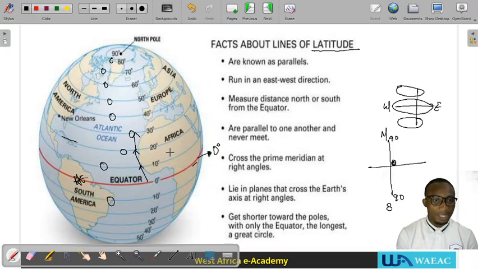The most important thing I want you to take note of is the interval. Look at how it is. The starting point is the equator, that is 0 degree. We move to 10 degree, 20 degree. The highest point from the equator to the north is 90 degree, and the highest point from the equator to the south is 90 degree.